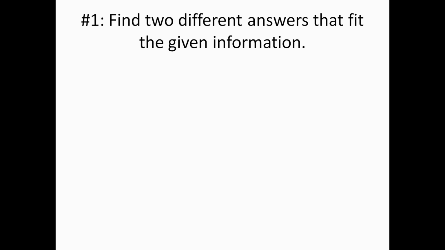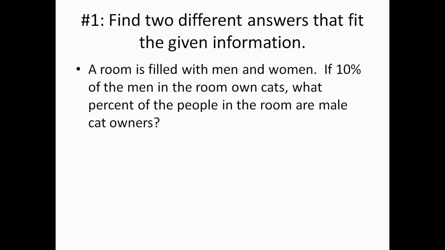And that leads into our first tactic, which deals with the case where you think the data provided are insufficient, but you're not sure, and you want to be sure. In that case, what you want to do is find 2 different answers that fit the given information. For example, a room is filled with men and women. If 10% of the men in the room own cats, what percent of the people in the room are male cat owners? So you might look at this and say, okay, I don't think there's enough information because they never mention how many people are in the room, but maybe you've been burned by situations like this in the past and you want to be absolutely sure before you submit your answer.